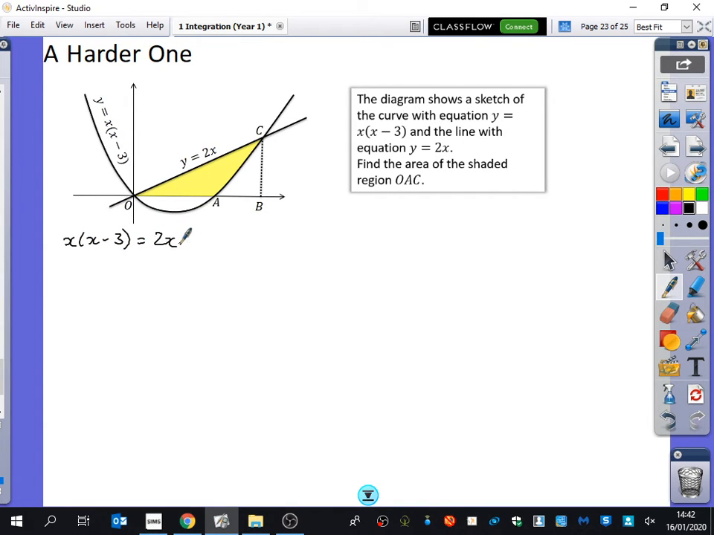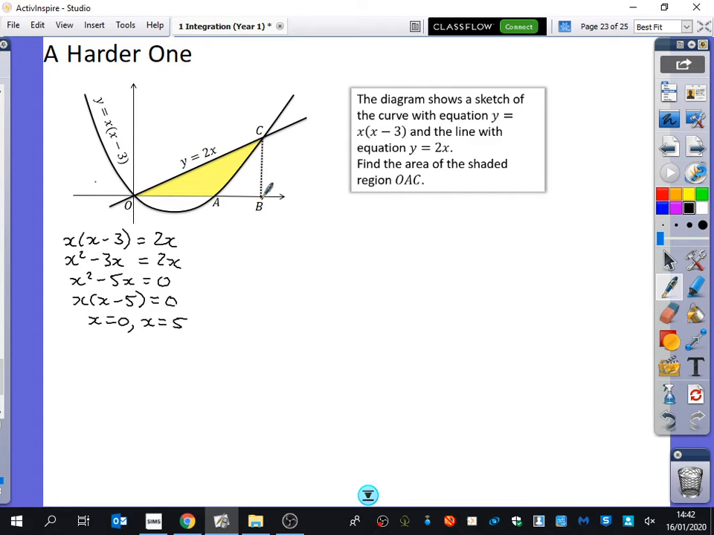So I've got x squared minus 3x. I'm going to make it equal to 2x to find out where they meet. So that's x squared minus 3x equals 2x. X squared minus 5x equals 0. So you get x is 0 or x is 5. So that now tells me this is 0, 0. I'm going to write that on. Oh, it's the origin, it's obvious.